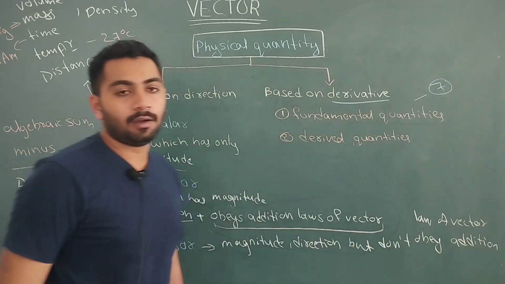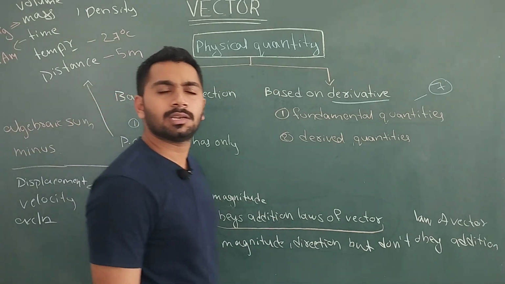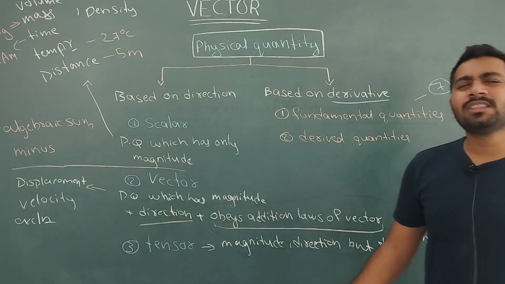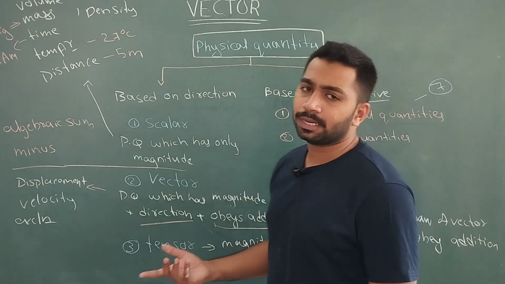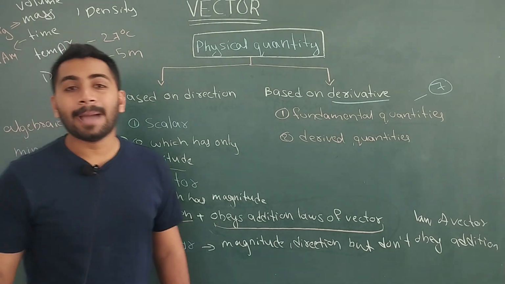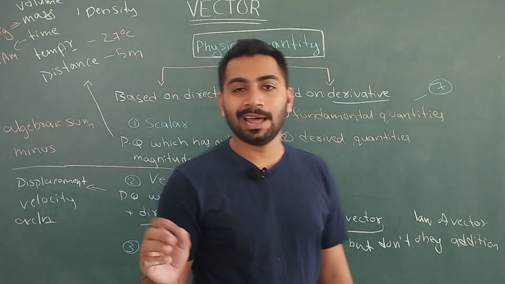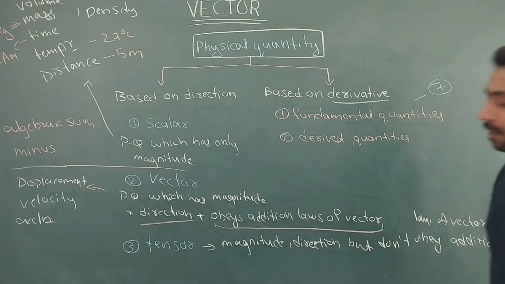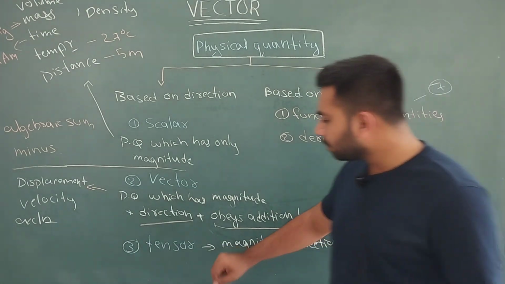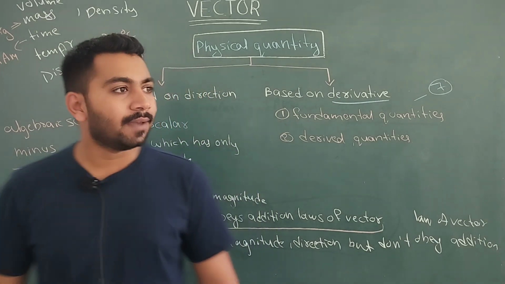Sir, what is the addition law of vectors? There are two laws, very simple. One is the triangle law of vector addition, and the other is the parallelogram law of addition. Tensors won't agree with these. Sir, give me an example for this. Yes, I will give you an example.